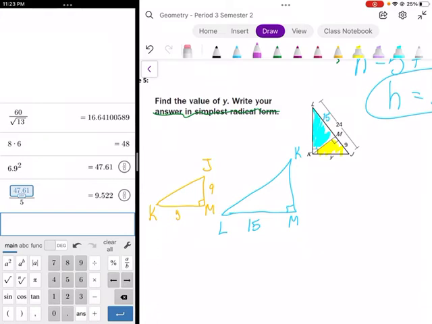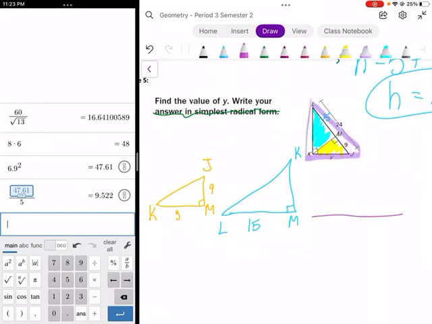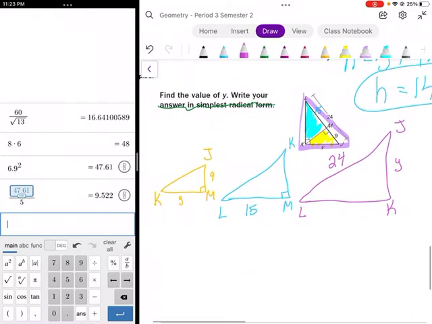And then lastly, our outside triangle. We can draw that one, which has the right angle at K. The smaller side is KJ, and then L. So we are solving for y in this one.